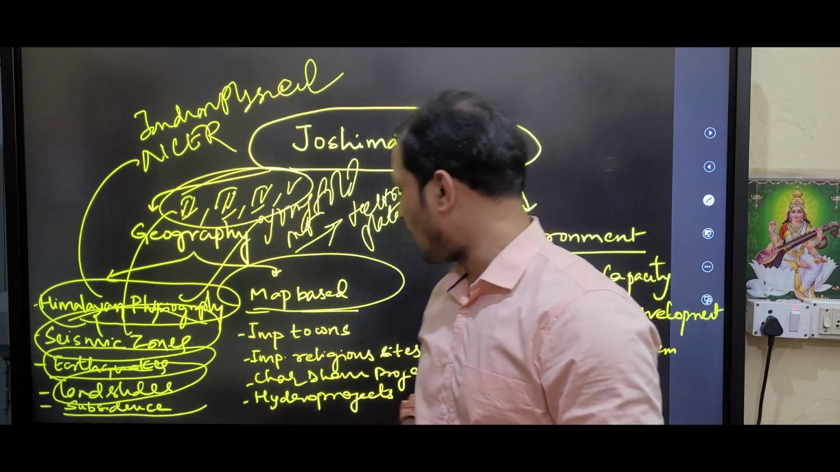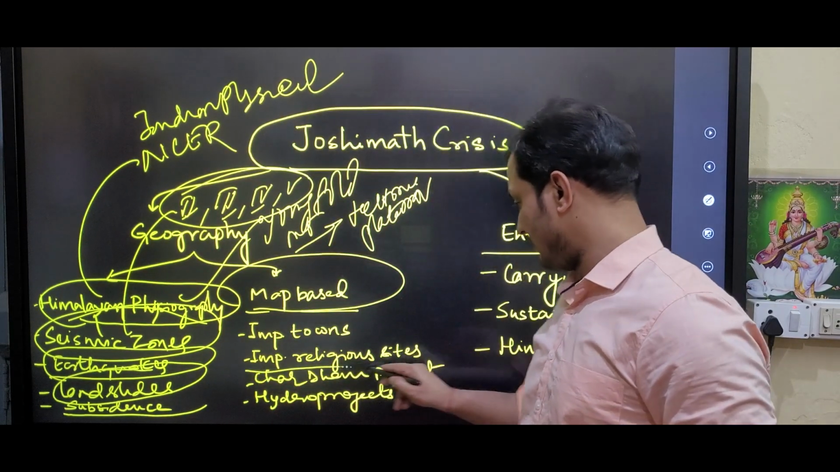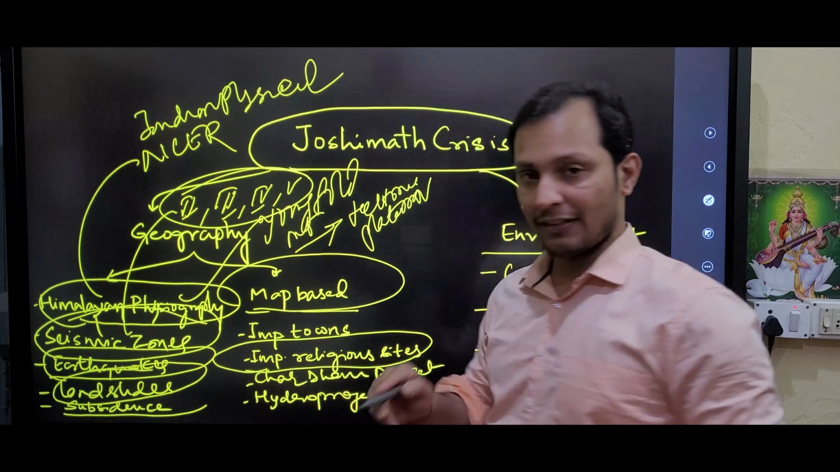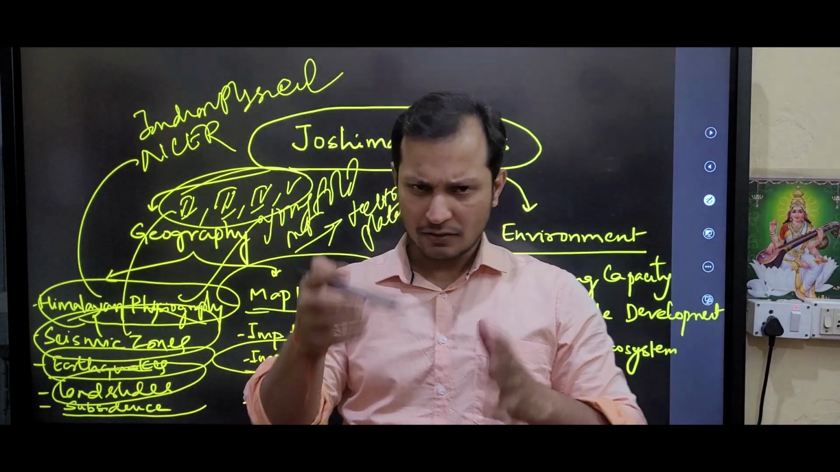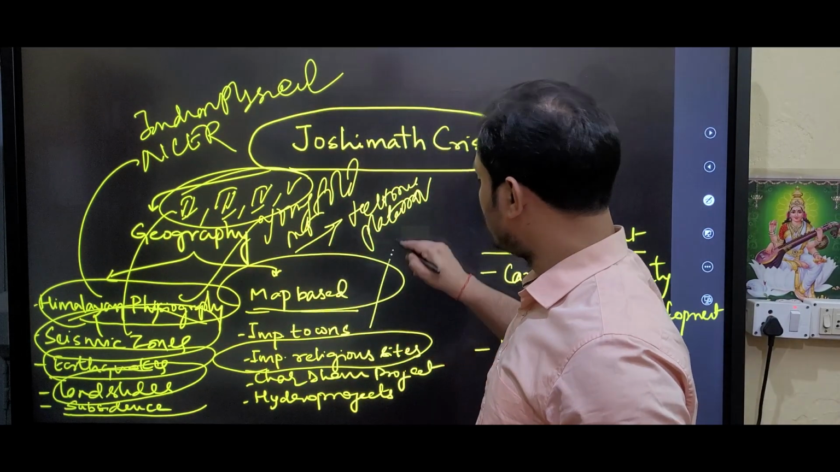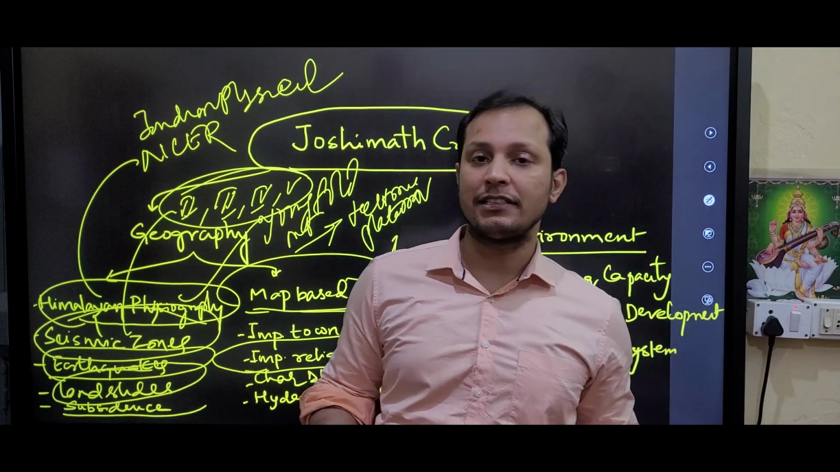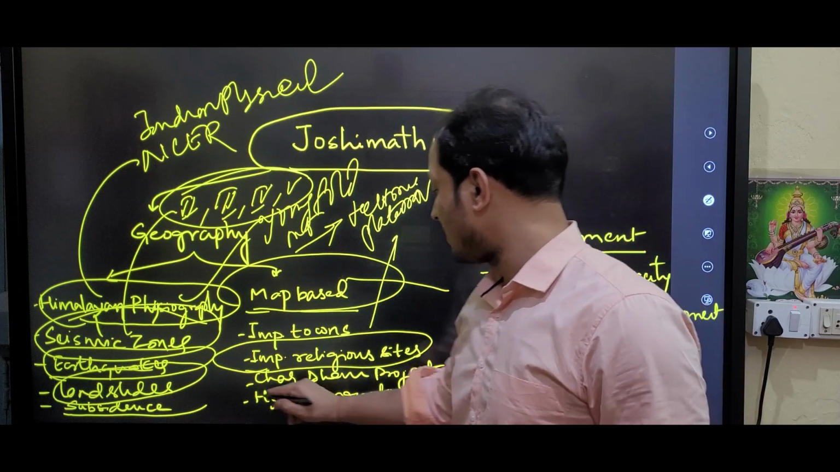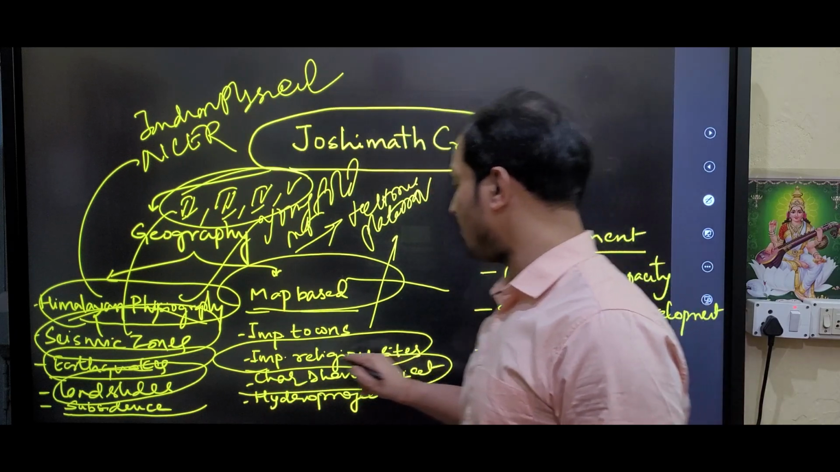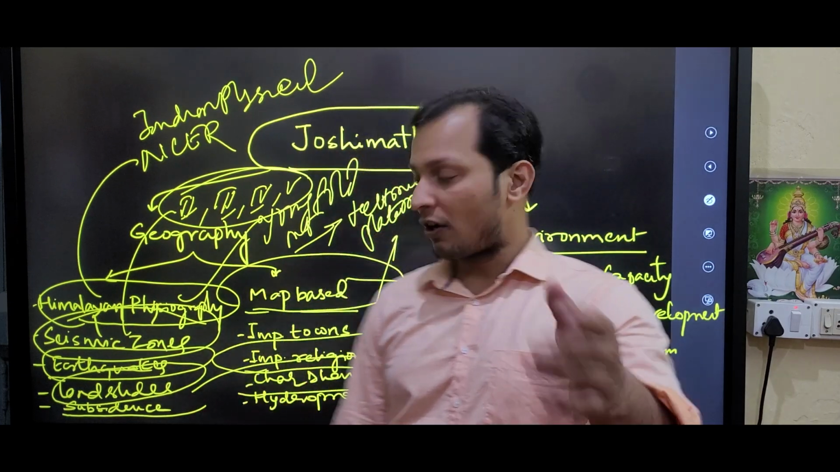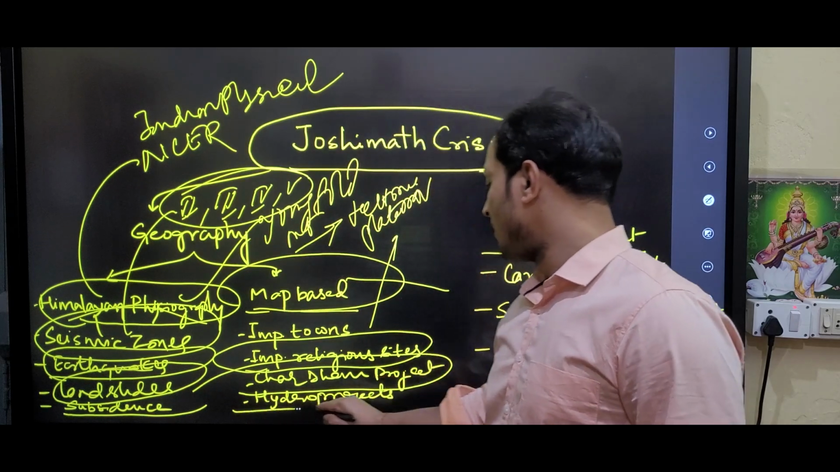They can give you some important religious sites in the Himalayas, and they can ask you to match them with the states. Or they can also ask you to arrange them north to south, or east to west. That also they can ask you. Or they can give you what? Char Dham project. A map based question on the Char Dham project. Or they can give you a question on a hydro power project.